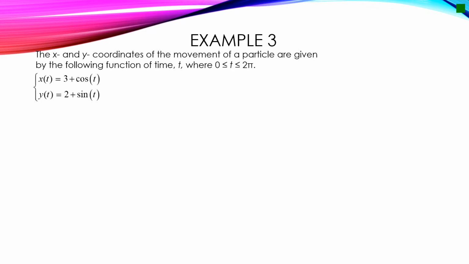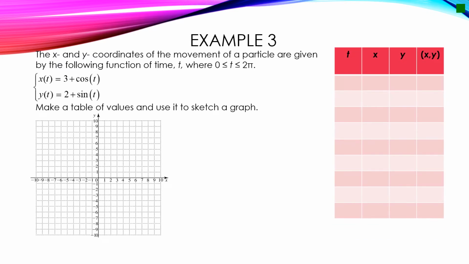All right, so let's take a look at another example. The x and y coordinates of the movement of a particle are given by the following function of time t, where 0 is less than or equal to t is less than or equal to 2 pi. So we have a trig parametric equation now. x of t is equal to 3 plus the cosine of t, and y of t is equal to 2 plus the sine of t. And again, we're going to make a table of values and use it to sketch the graph.